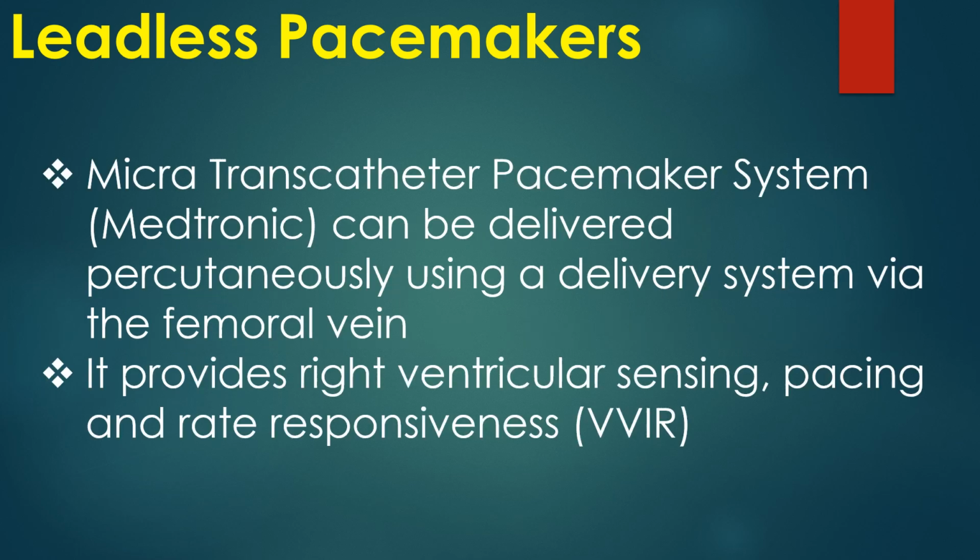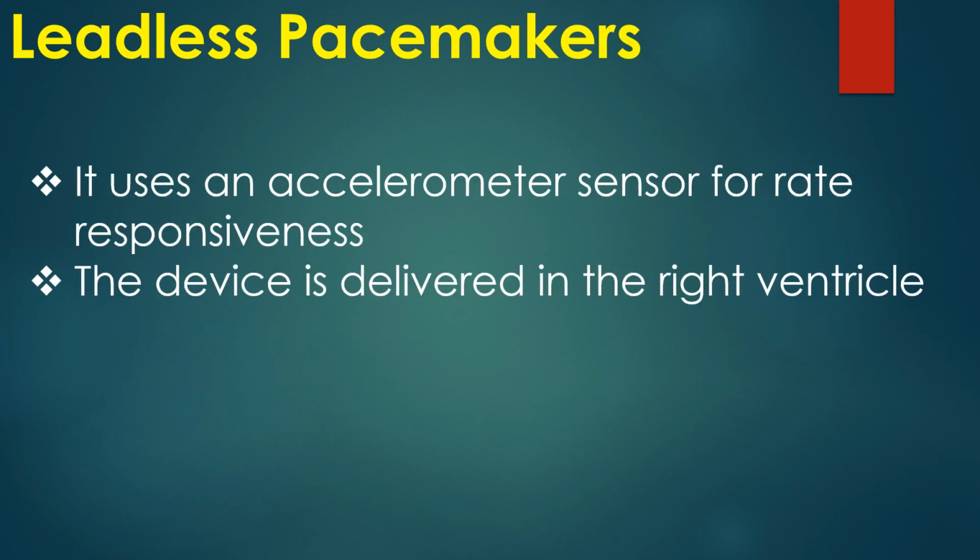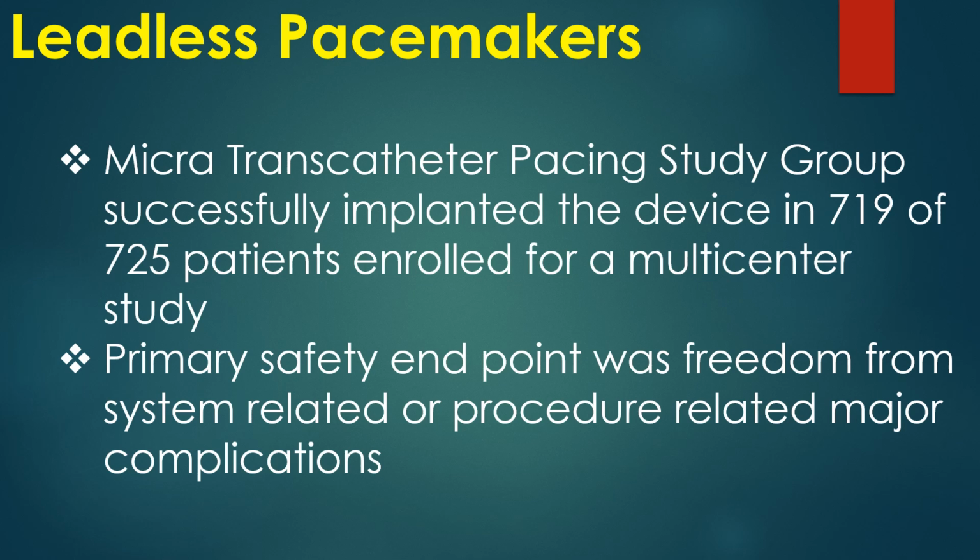pacemaker system. Micra transcatheter pacemaker system can be delivered percutaneously using a delivery system via the femoral vein. It provides right ventricular sensing, pacing and rate responsiveness. It uses an accelerometer sensor for rate responsiveness. The device is delivered in the right ventricle. Micra transcatheter pacing study group successfully implanted the device in 719 of 725 patients enrolled for a multi-center study.